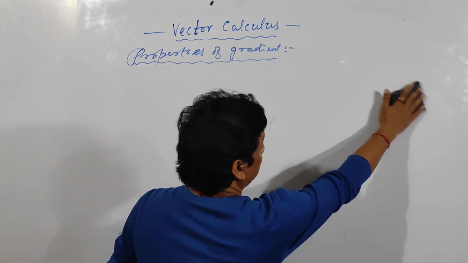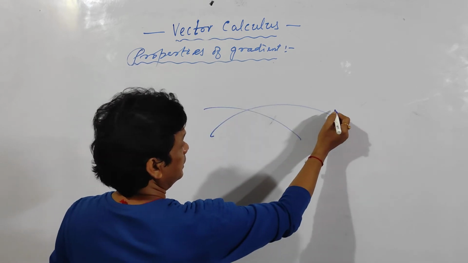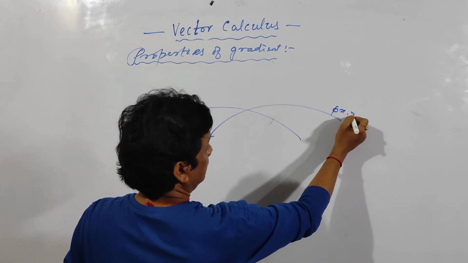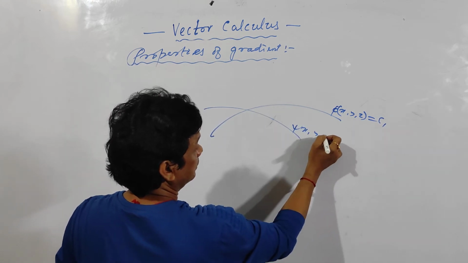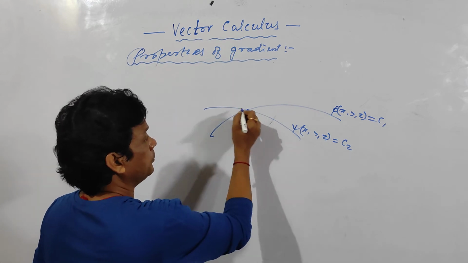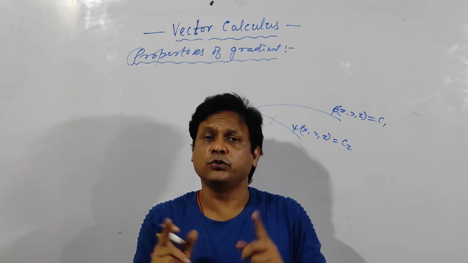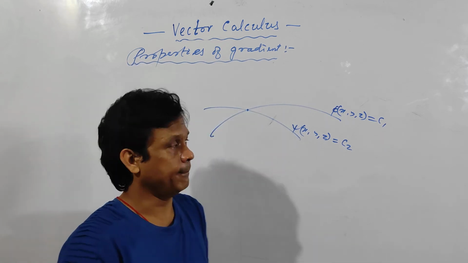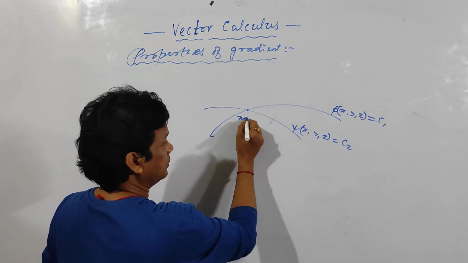And grad phi is along the normal. If you want to find out the angle between two surfaces, this is phi of xyz is equal to c1, this is psi of xyz is equal to c2. So here the point of intersection is given, and you want to find out the angle between the two curves at the point of intersection. Let it be x0, y0, z0.